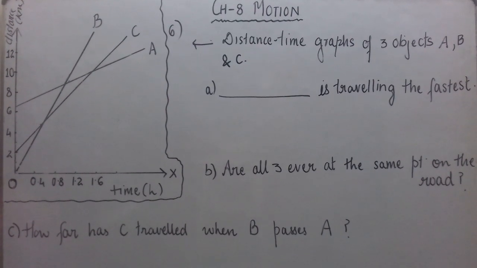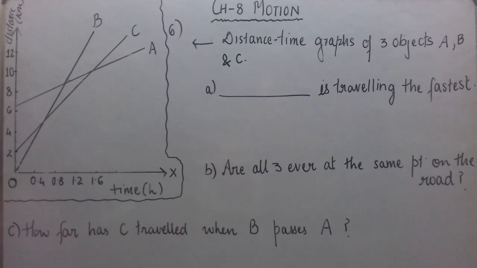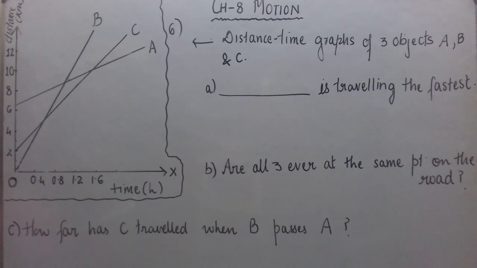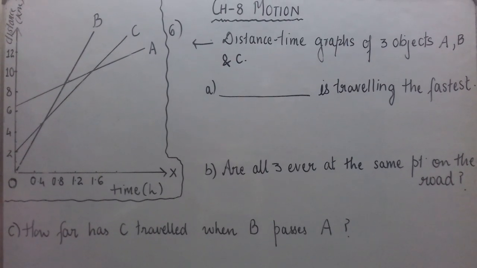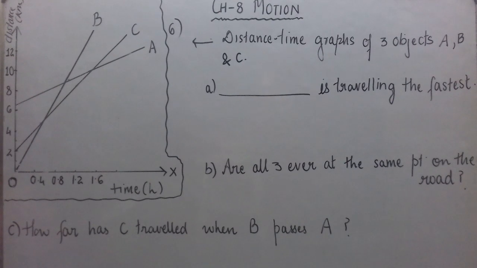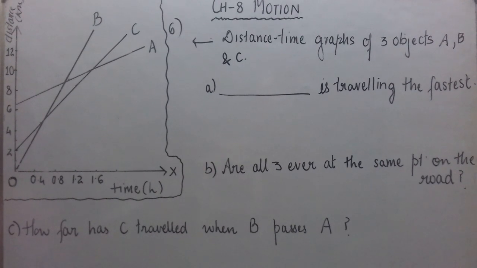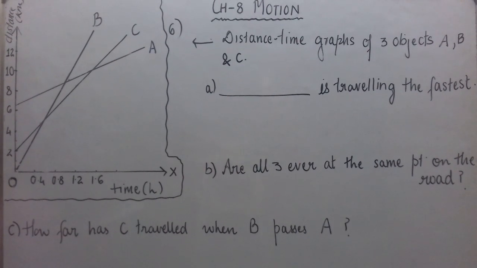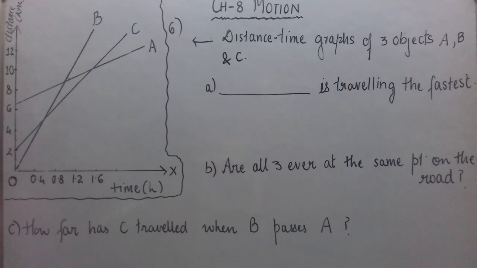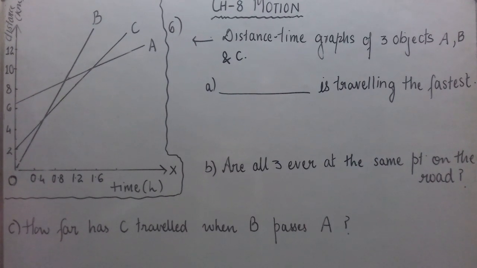Listen to me carefully. This figure shows the distance time graph of 3 objects A, B and C. Study the graph and answer the following questions. Which of the 3 is traveling the fastest? Are all 3 ever at the same point on the road? How far has C travelled when B passes A? How far has B travelled by the time it passes C?